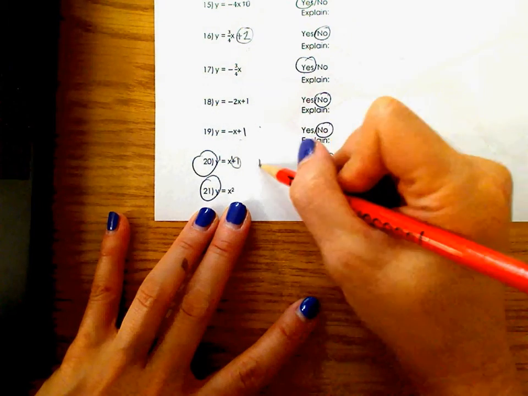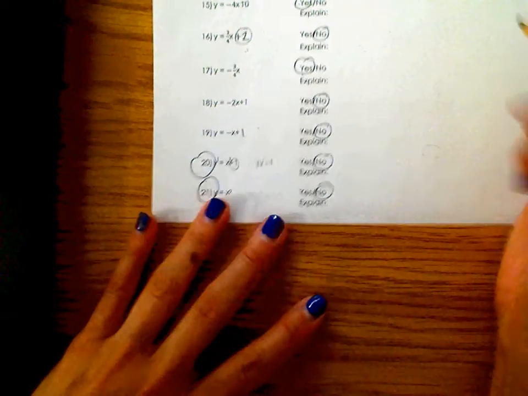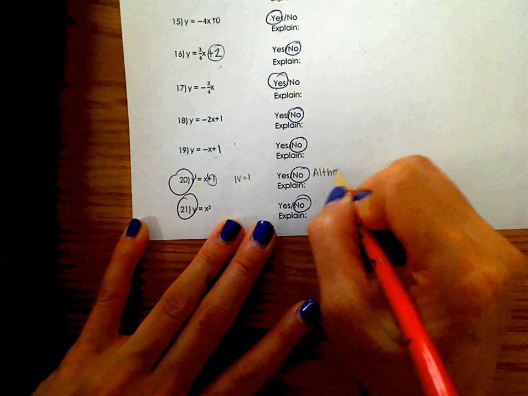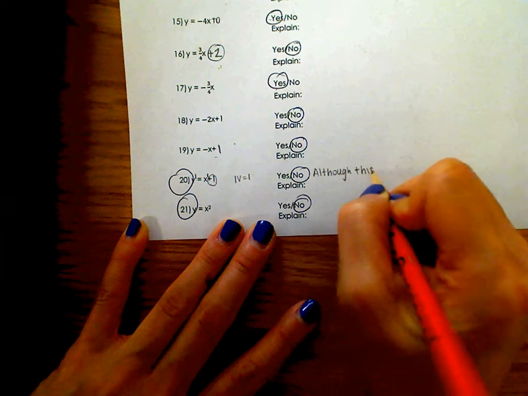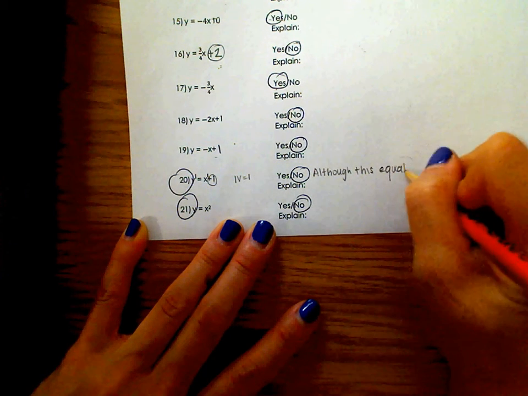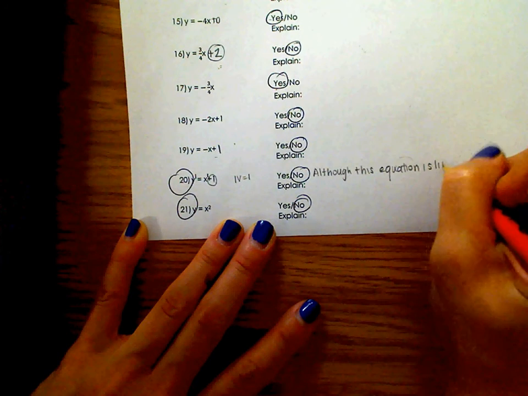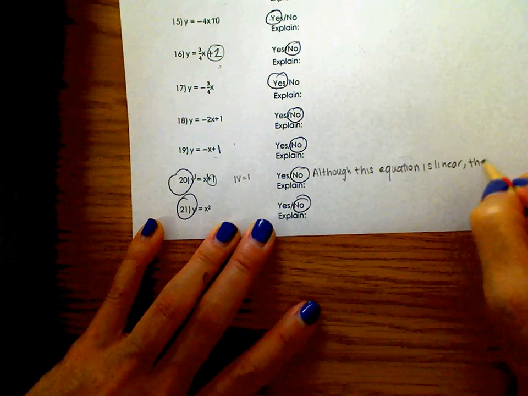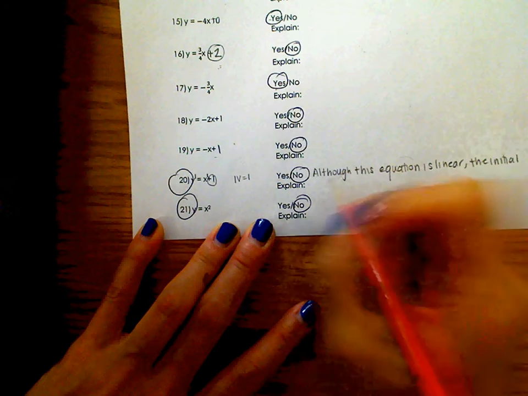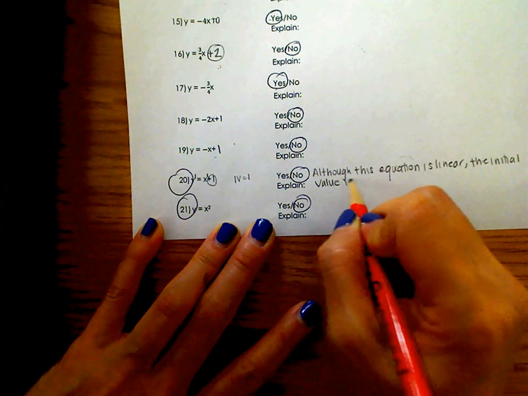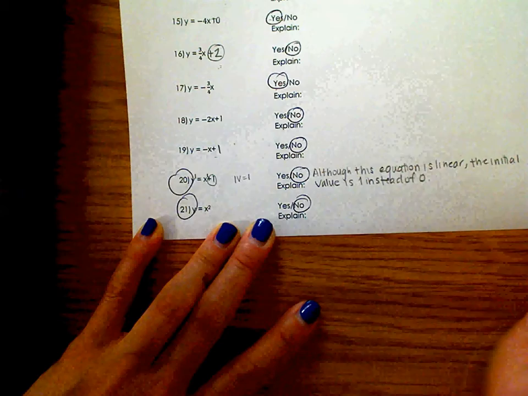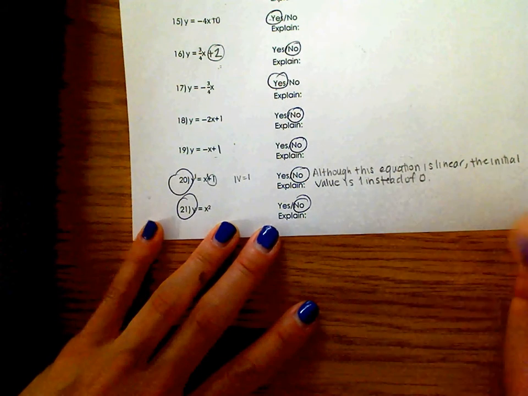But now, does it pass the initial value test? No, it does not, because the IV here is 1. It's supposed to be 0. So the answer is no, although this equation is linear. We know that much. It passed the linear test. The initial value is 1 instead of 0.